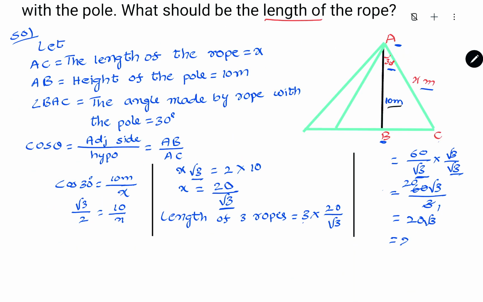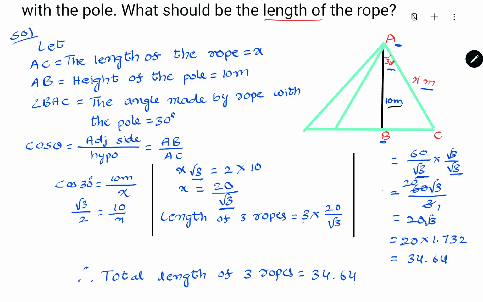Here the value of root 3 is 1.732. If you multiply 20 into 1.732, you will get 34.64. Therefore, the total length of 3 ropes is 34.64.